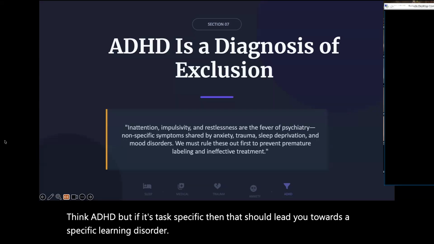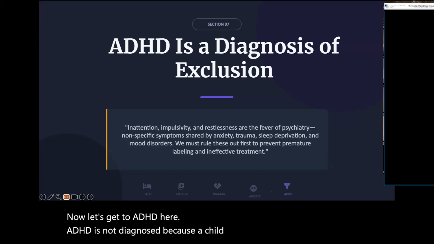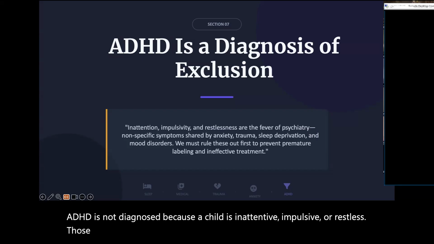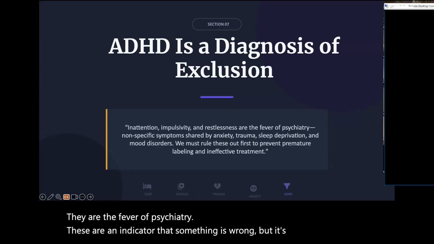Now let's get to ADHD here. ADHD is not diagnosed because a child is inattentive, impulsive, or restless. Those are symptoms that are non-specific. They are the fever of psychiatry. These are an indicator that something is wrong, but it's not the diagnosis in and of itself.